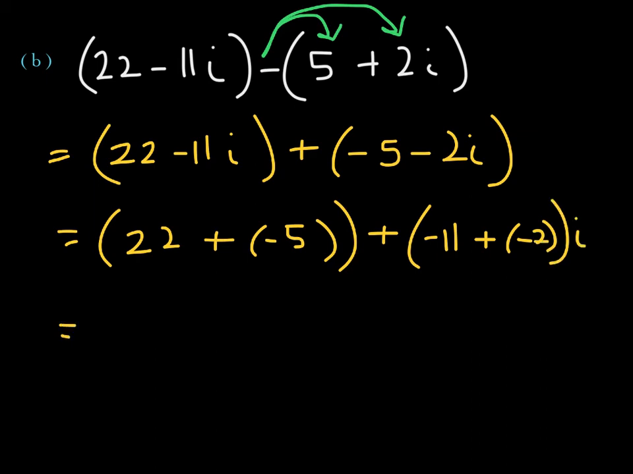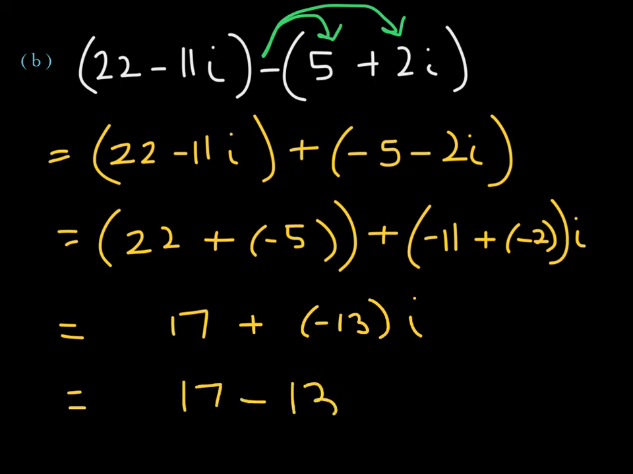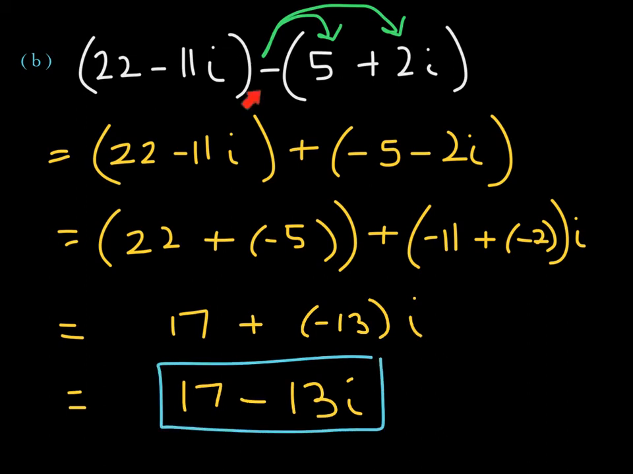So you get 22 plus negative 5, which is the same thing as 22 minus 5, which is 17. And then you get negative 11 plus negative 2, which is negative 13. So you get plus negative 13, and then don't forget i. You can make this look simpler by just doing 17 minus 13i. So I invite you to rewrite subtraction as the addition of the opposite. It might help you avoid a sign error.